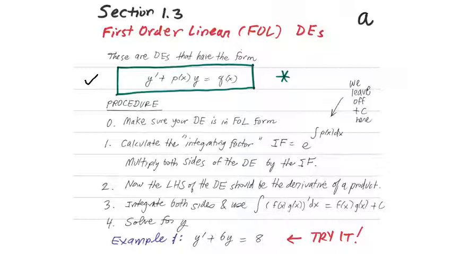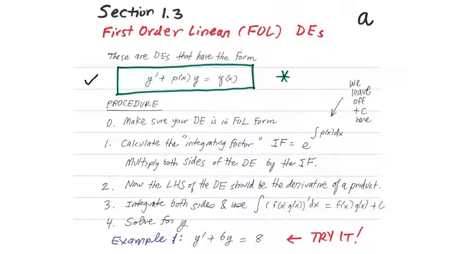Sometimes it's possible to do that. Many times it's not possible to do that. If it's not possible to put it in that form, then usually you'll try something else. Maybe your DE is separable, or maybe you can do something else, or you might just not be able to solve it at all analytically, in which case you would solve it numerically.